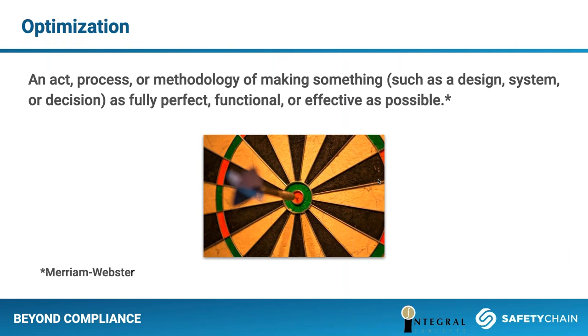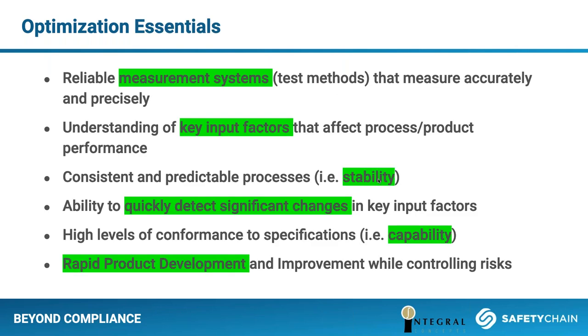What is optimization? Basically, it is just making something as perfect or functional or effective as it can possibly be. Whether it's making a product do all of the things that we want it to do as great as possible, or whether we're talking about a process, making a process operate with minimal variation, minimal scrap, minimal rework, that's what optimization is all about. And almost all of our work is really around optimization. So let's talk about what we need to optimize.